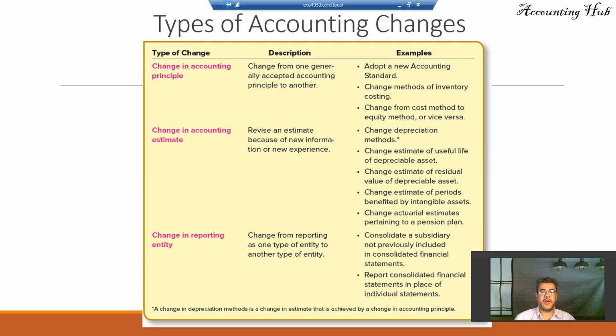Change from one generally accepted accounting principle to another. Adopt a new accounting standard, change method of inventory method from cost method to equity method, and so on. Estimate, revise an estimate of depreciation, useful life, residual value, and so on. And change from reporting as one type of entity to another type of entity. And we are talking basically about consolidation here.